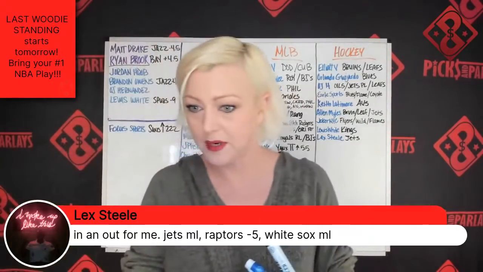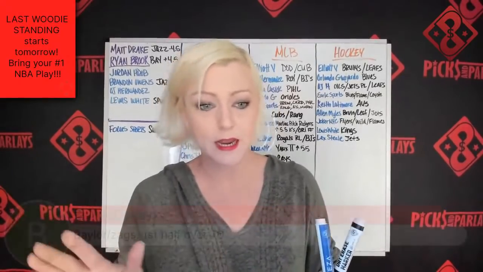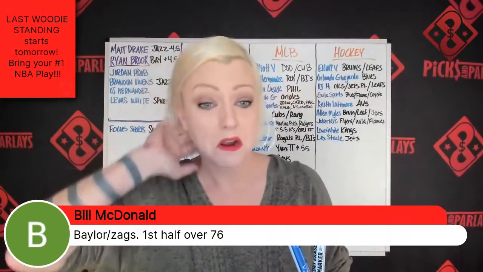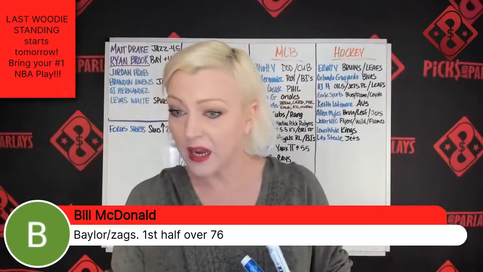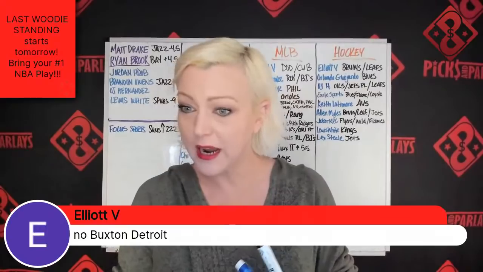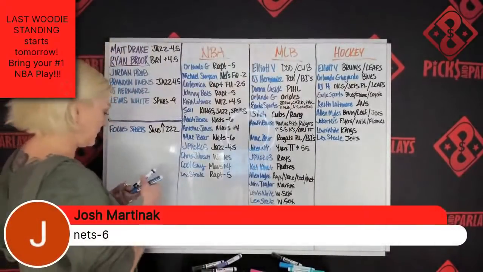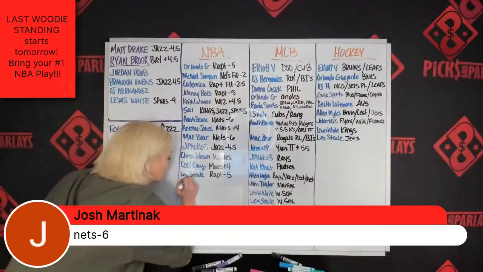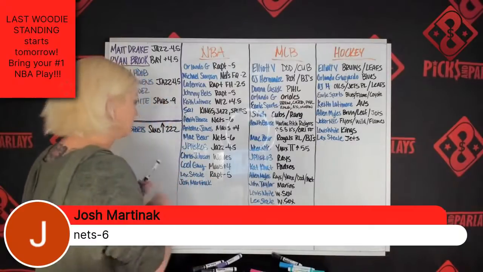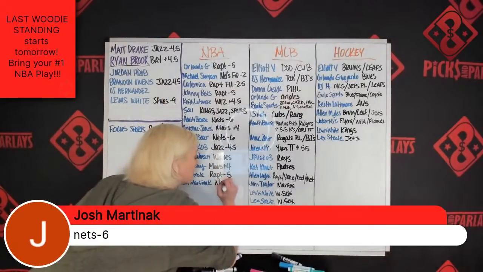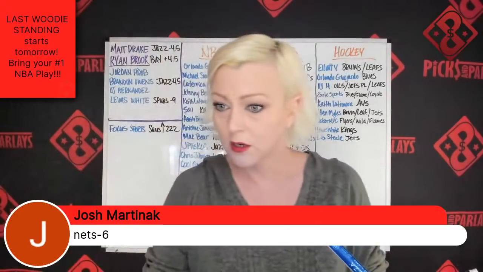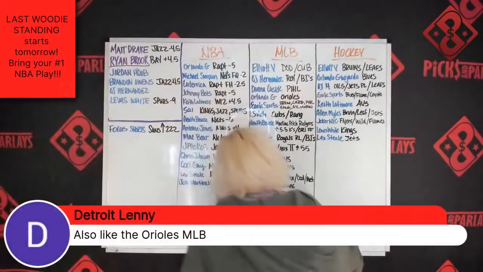Okay, we're getting filled up. Bill is digging Baylor, first half over 76. I could get behind that. No Buxton on Detroit today. Hi, Ryan Cardona. Josh Martinak is going to roll with the Nets, and -6. Lenny's digging the Orioles.